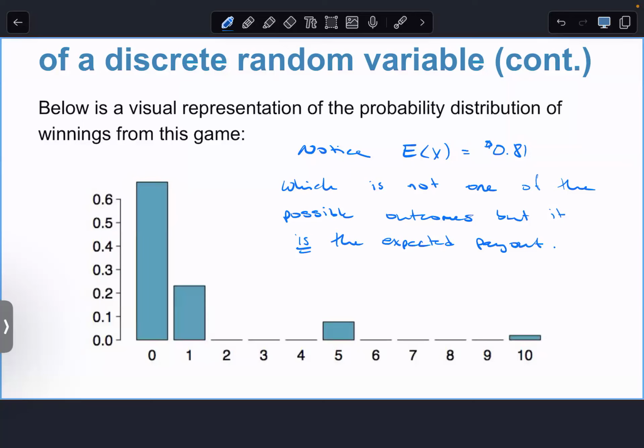Yeah. So it is the answer, and you're not going to round it or anything. It is the expected payout if you played an infinite number of times. It's kind of the understanding. Okay. Any questions about that one so far? No?